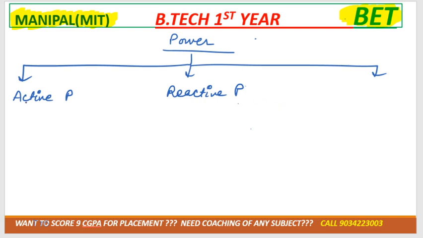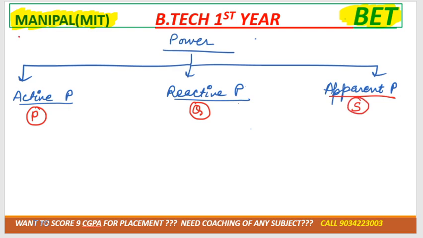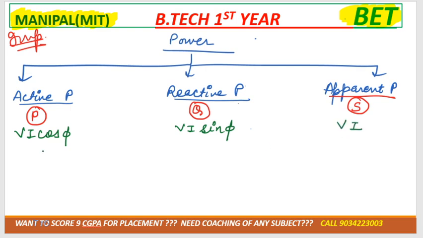One of the powers is active power, another is reactive power, and another is apparent power. Active power is denoted by P, reactive power is denoted by Q, and apparent power is denoted by S. Mark it important, because in the paper you will definitely get one question based on this. Active power has the formula VI cos phi. Reactive power has the formula VI sin phi. Apparent power has the formula VI.